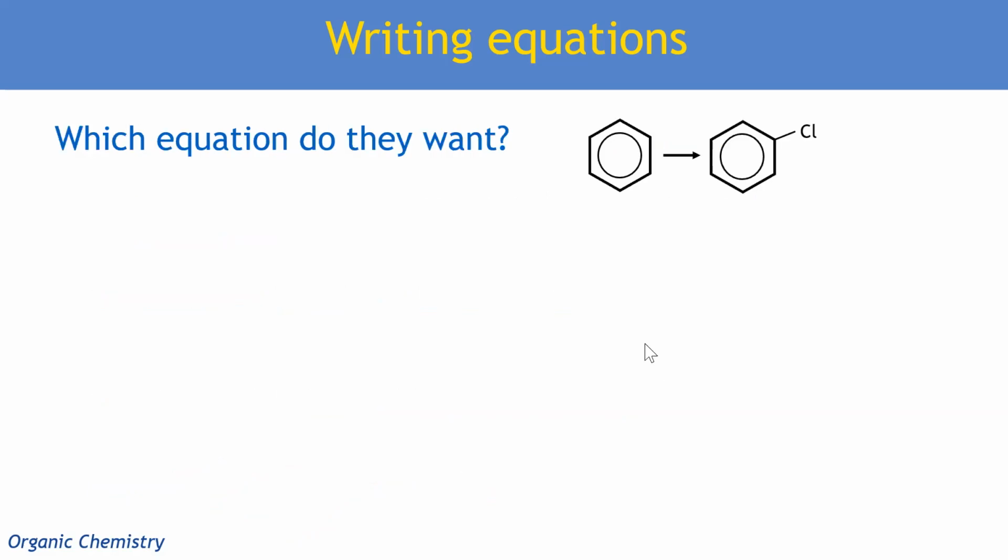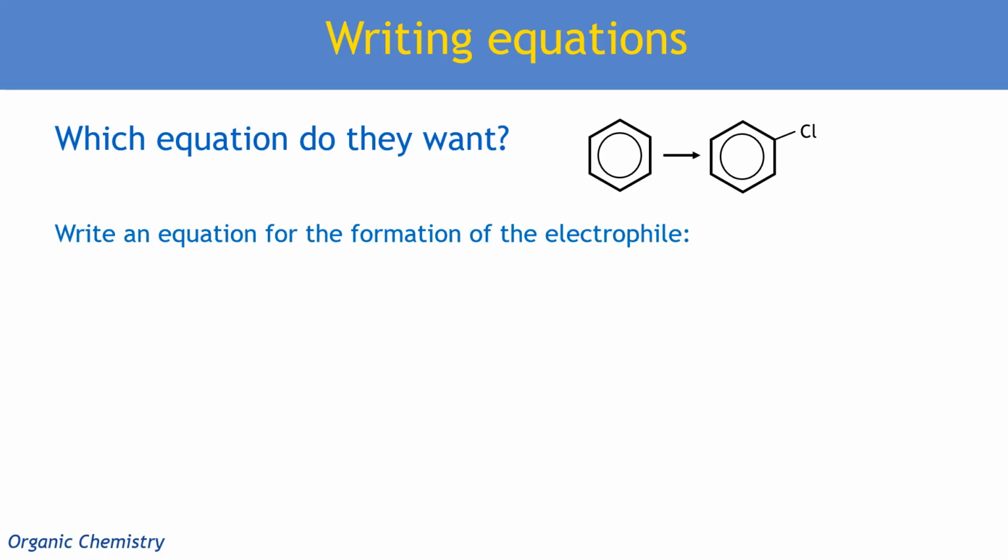Finally, with writing equations, make sure you know which equation they're actually looking for. This is really common with benzene questions. For example, I might get 2 different questions about the chlorination of benzene or the bromination or whatever I'm substituting onto a benzene ring. So formation of the electrophile for benzene, that's going to be, how do I make the thing with the positive charge?